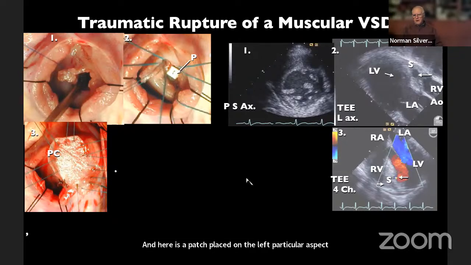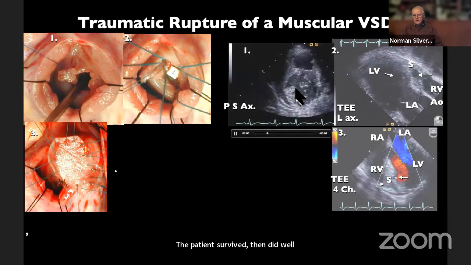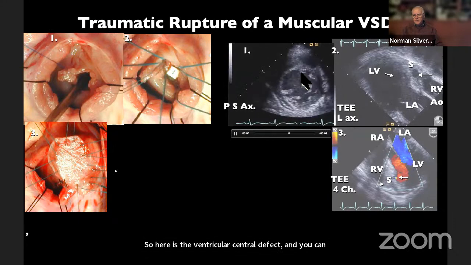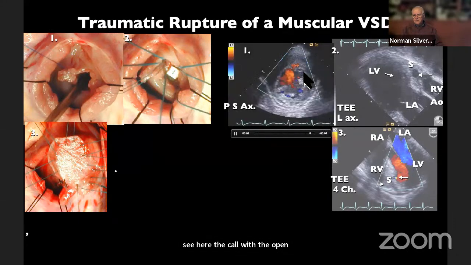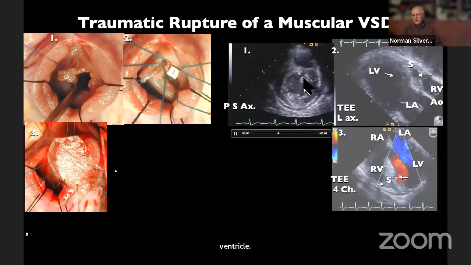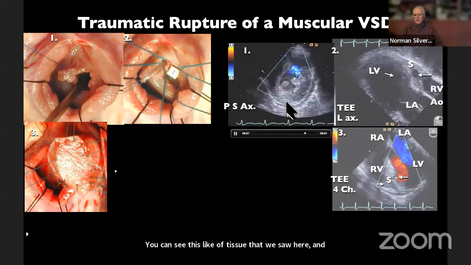So let's look at the echocardiogram. The patient survived and did well. So here is the ventricular septal defect, and you can see here the left ventricle with the open tear in the ventricle. You can see this lake of tissue that we saw here, and you can see the egress going out into the right ventricle here.